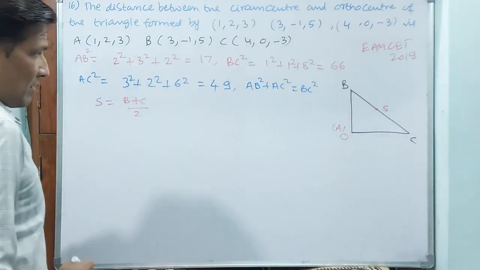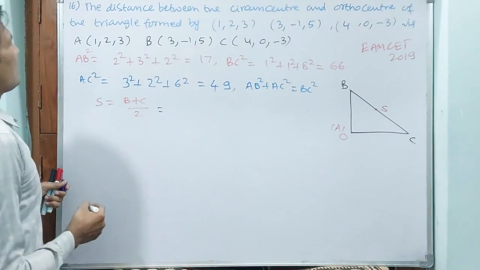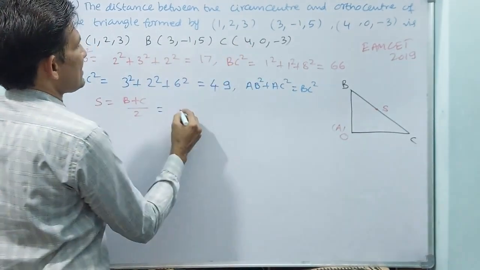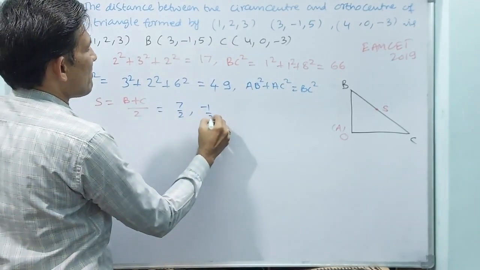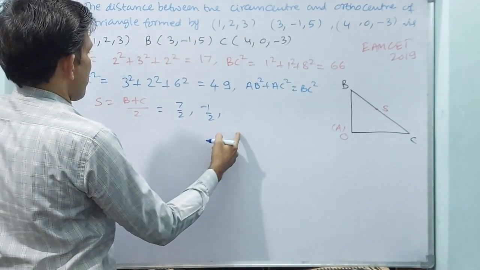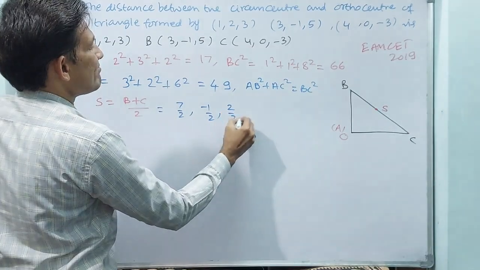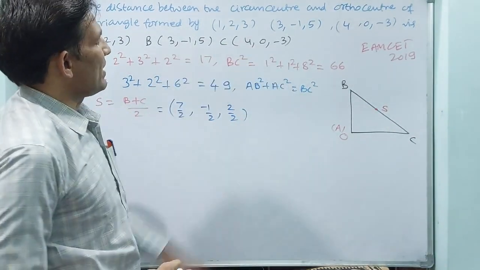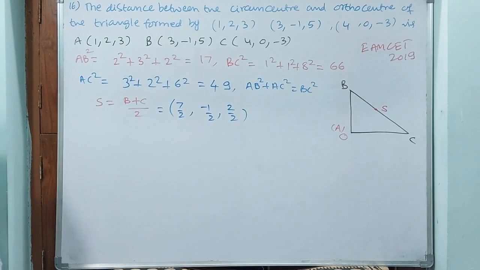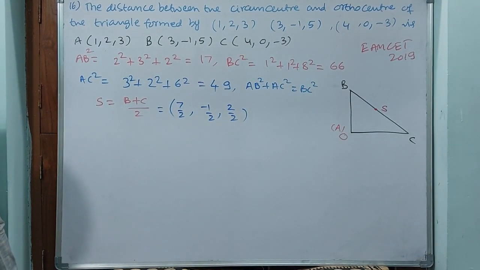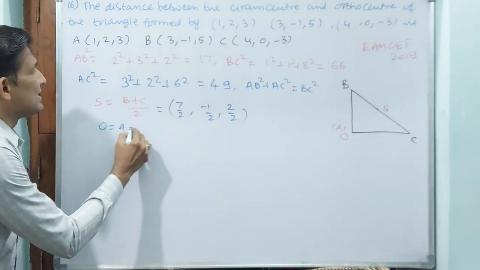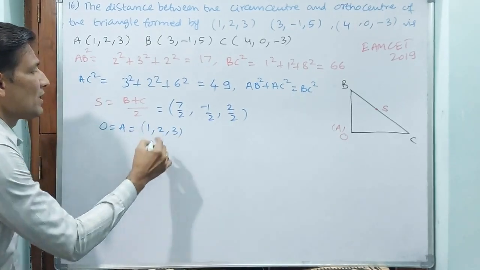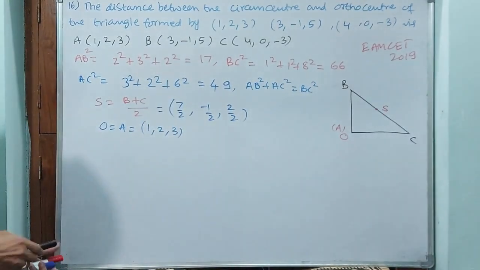Let us proceed. First of all you find S: (B plus C) by 2. That means see, 4 plus 3, 7 by 2. Minus 1, minus 1 by 2. 5 minus 3, 2 by 2, which is 1. So (7/2, -1/2, 1). This is the orthocenter, sorry, circumcenter. Then the orthocenter is your A only, (1, 2, 3). Now you find the distance between these two.